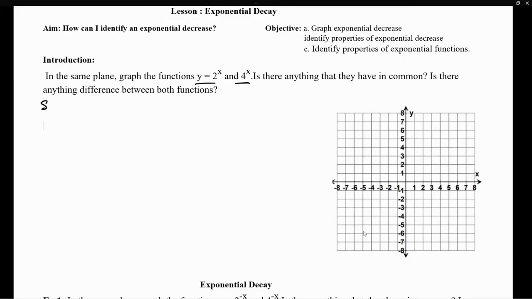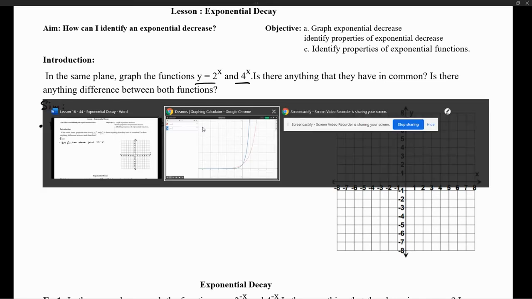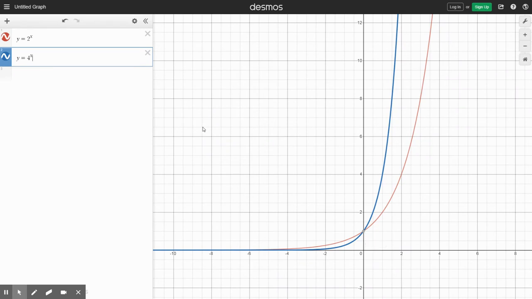So let's write that down. For similarities, the first similarity that we can observe is that both functions share the point (0, 1). But why is it that they both have the point (0, 1)? What is the idea behind it? What exactly is this point telling me? This point is telling me that when x is 0, y has a value of 1.